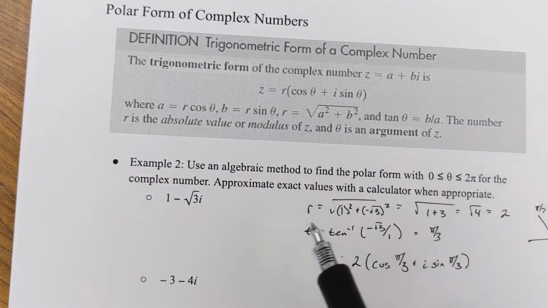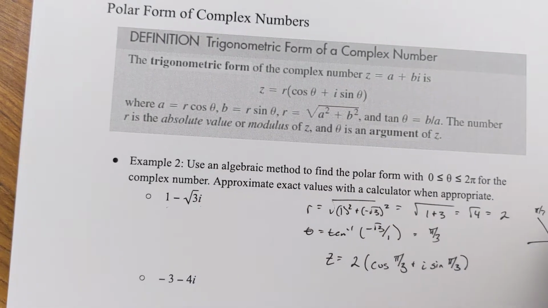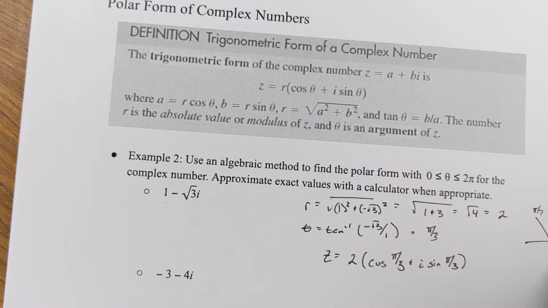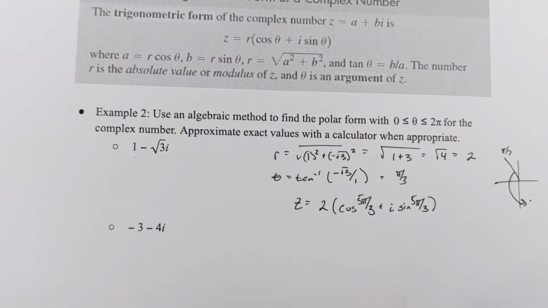Oh, that's the wrong angle though. 1, negative root 3. That would be down here. Over 1, down. So it actually should be 5 pi over 3. Add 180 to it to get across.